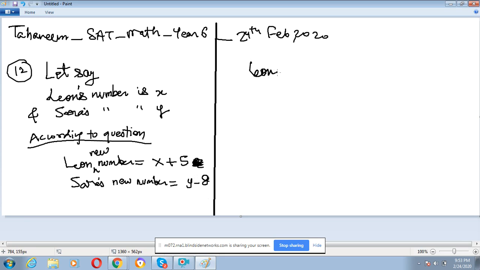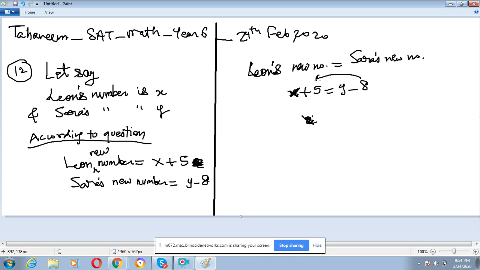Now the question says Leon and Sarah get the same number. So Leon's new number equals Sarah's new number. Correct? Now they have an equal number. So X plus 5 equals Y minus 8. I can take this 8 to this side. So X plus 5 plus 8 equals Y. So X plus 13 equals Y.